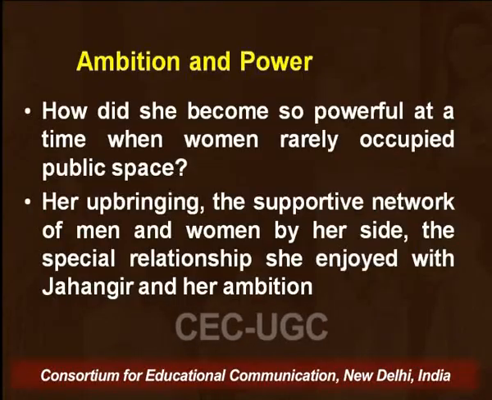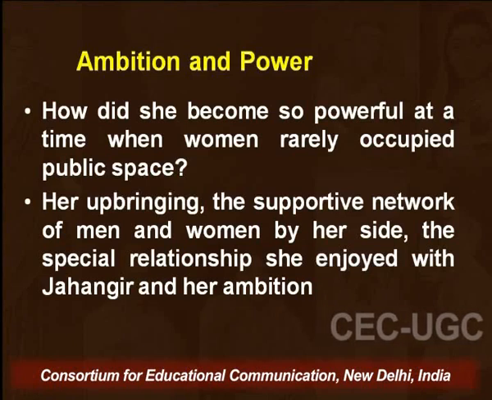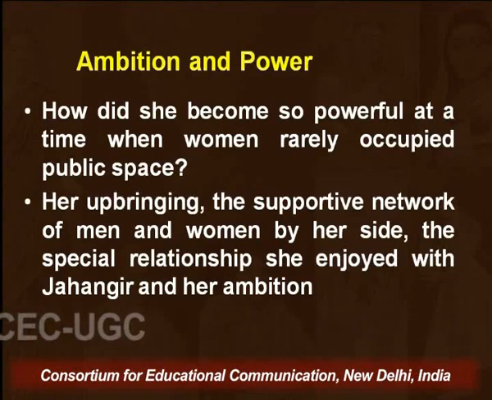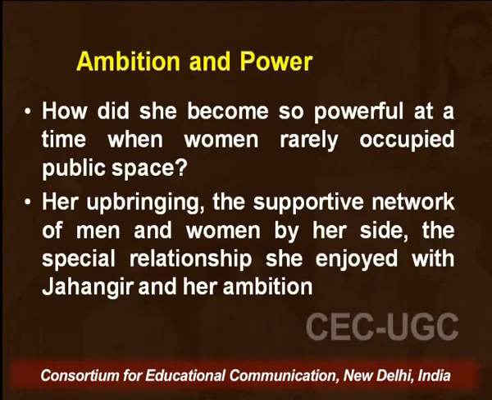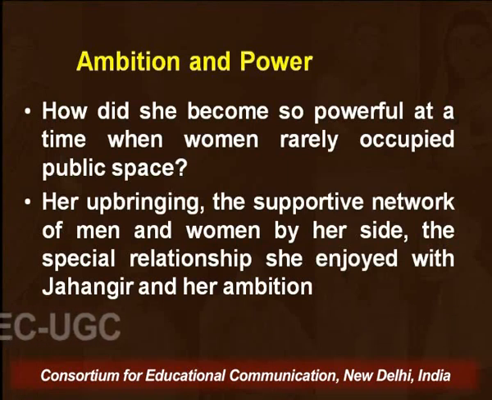So what we decipher from such visual representations are several aspects of ambition and power. How did she become so powerful at a time when women rarely occupied or appeared in the public realm? So was it her upbringing, or the supportive network of men and women around her, or the special relationship that she enjoyed with Jahangir, or her own ambition?